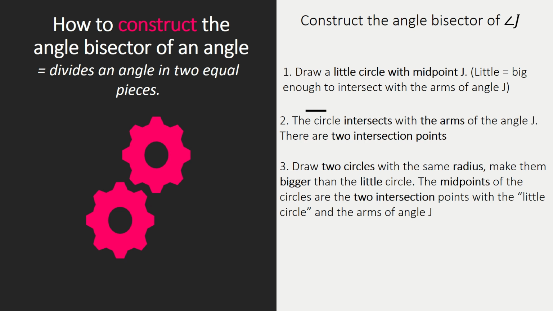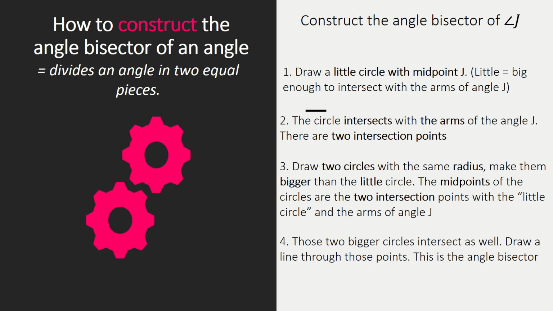You need to draw now two circles with the same radius, so just make sure that your pair of compasses stays the same all the time and make them bigger than the little circle. So we need to make the blue circles, the radius, bigger than the little pink circle. The midpoints of the circles are the two intersection points with the little circle and the arms of angle J. So those two bigger circles intersect as well. Draw a line through those points. This is the angle bisector. And don't forget the signs.